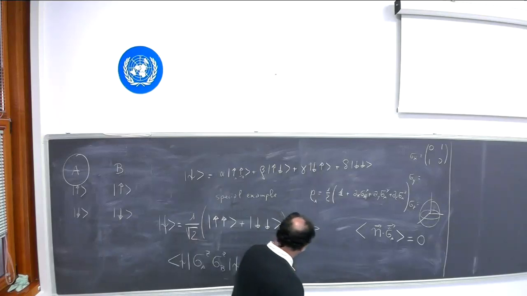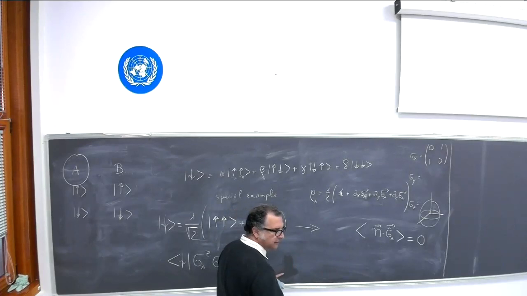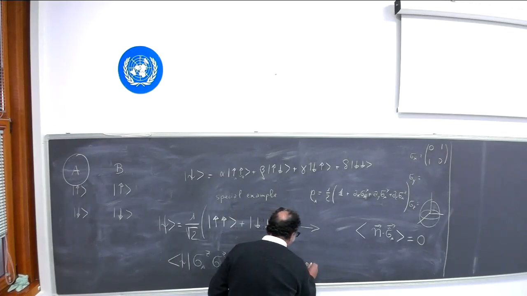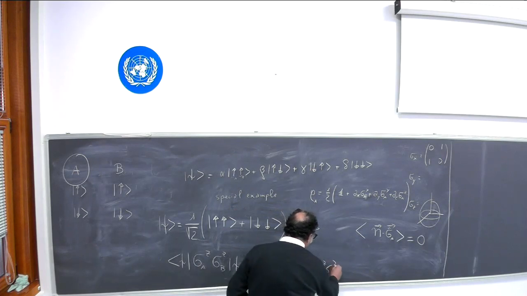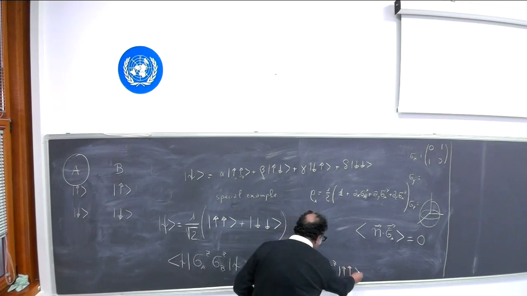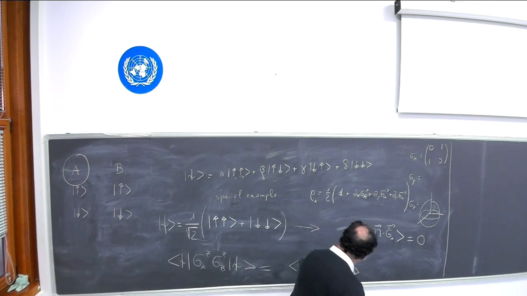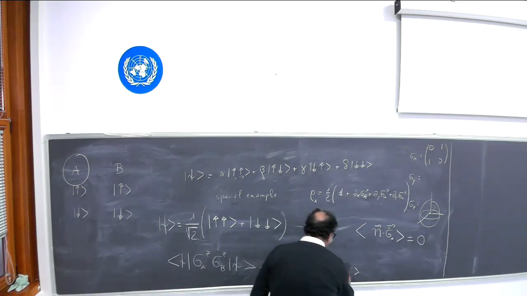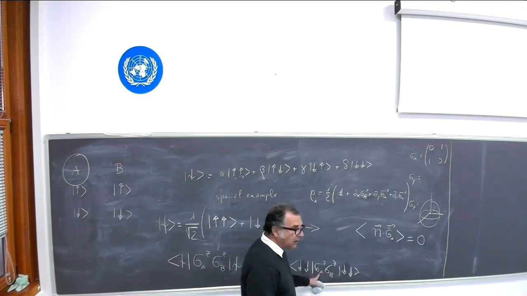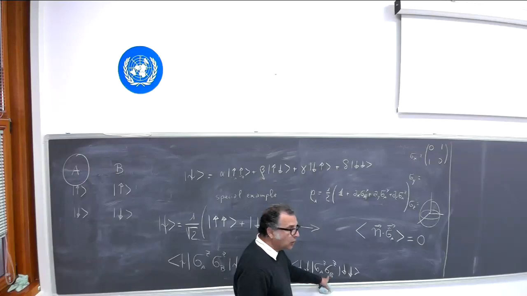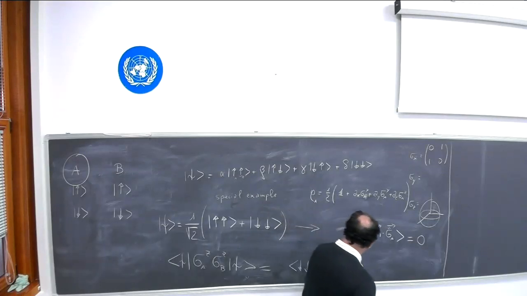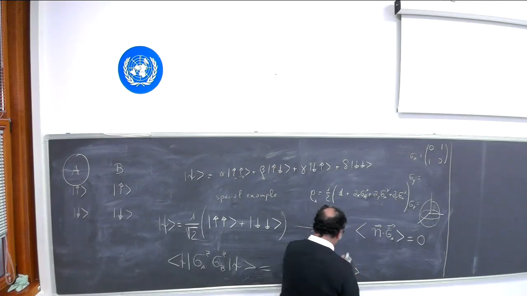Yes, so let's do it. I just write one term. I have terms like this: up up, sigma z A sigma z B, up up. So up sigma z A up is 1 times 1, which is 1. But then I also have terms with down down. The eigenvalue of sigma z A is minus 1, and this is also the case for sigma z B. Minus 1 times minus 1 is 1. And then the other terms, up down and down up, are 0.